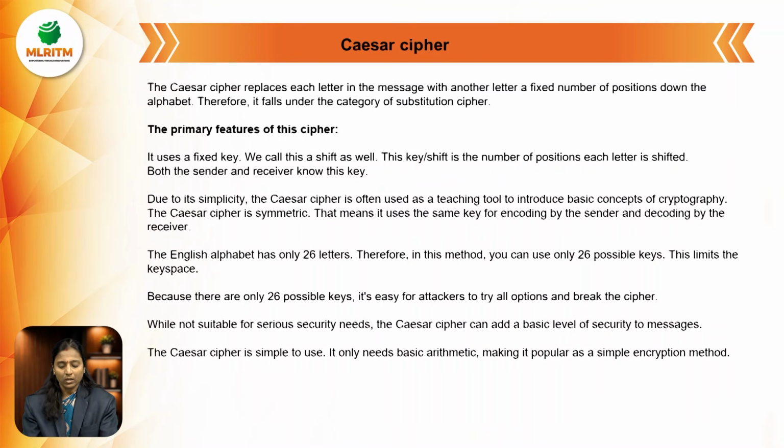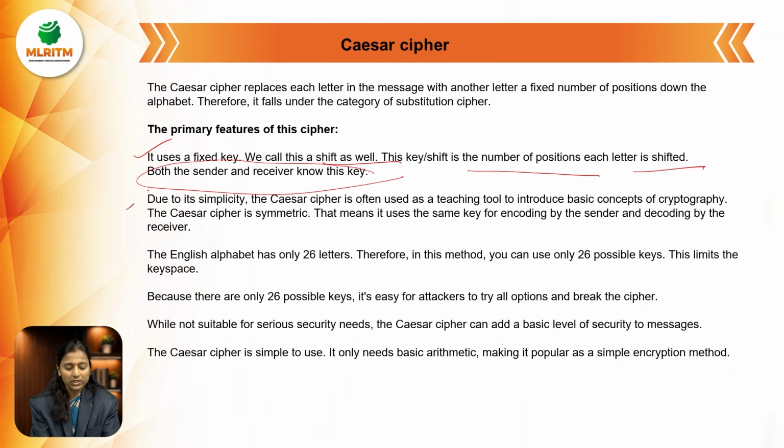This is a primary feature of this cipher: it uses a fixed key, and we call this the shift. The key or shift is the number of positions each letter is shifted. Both the sender and the receiver should know this key. That is the first point.